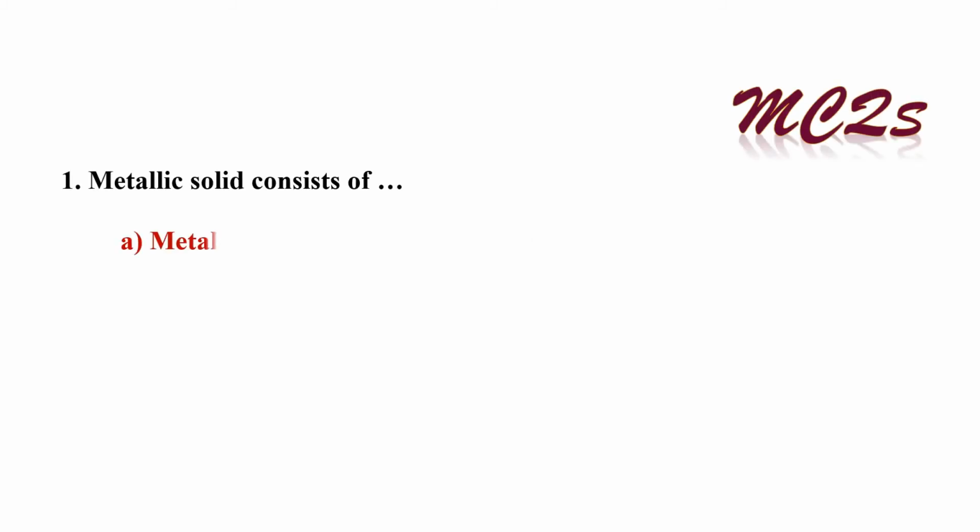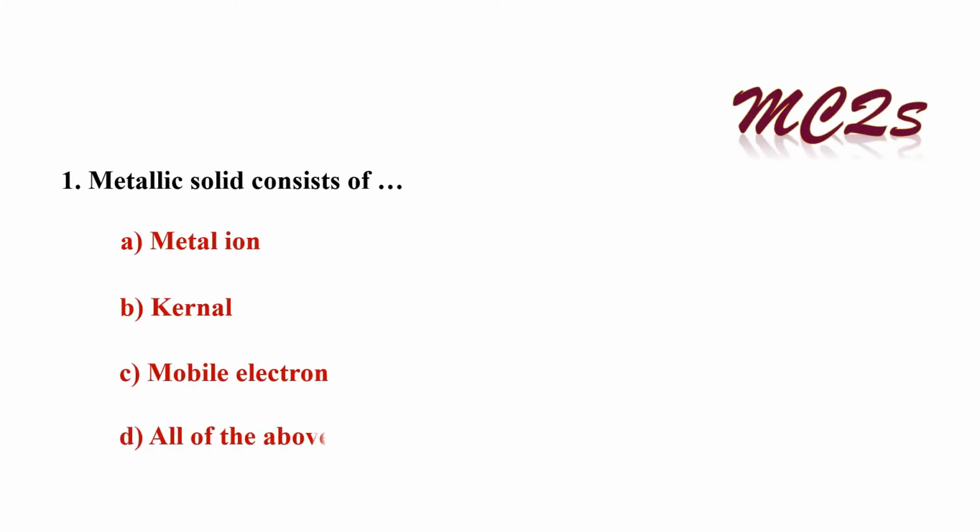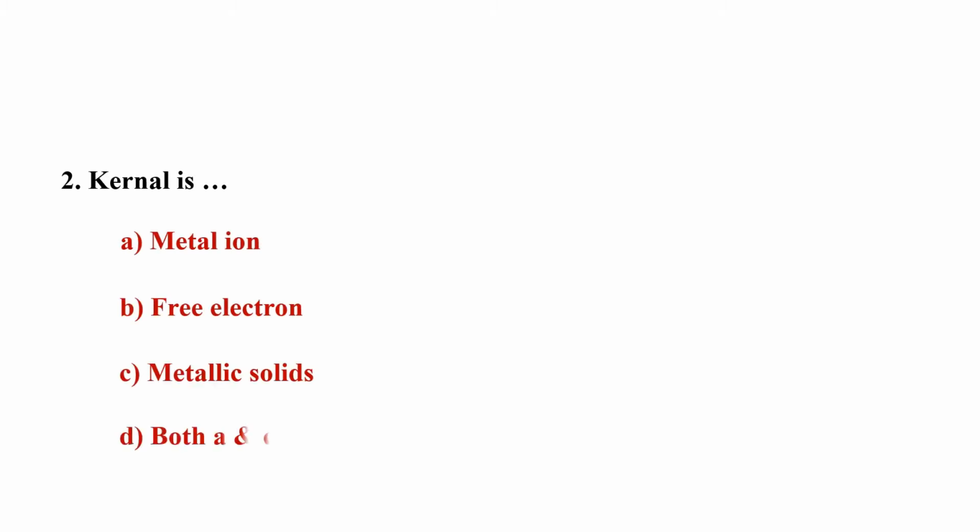So they exhibit color properties. Next, metal solids consist of what actually? Kernel and mobile electron, and also what? Metal ion. Metal ion is nothing but kernel only, no? Both are the same only, no? So that is the reason all of the above is the answer. Kernel is nothing but metal ion, isn't it? And free electrons are outside of the kernel. Both together are called metallic solids here.